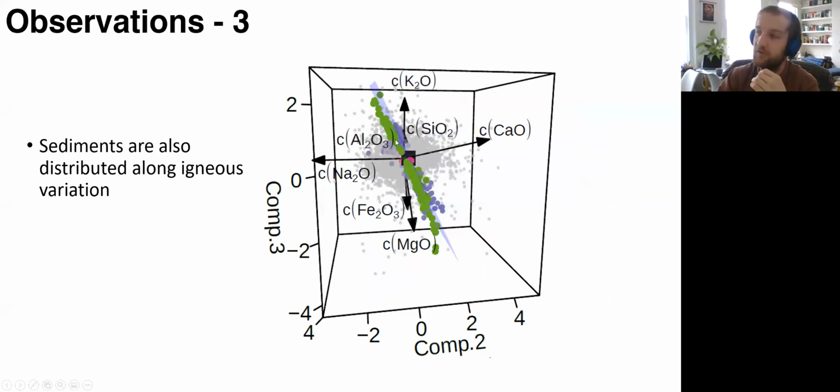A third observation is that sediments also appear to be distributed along the trend of igneous variation. So here we're just looking along that weathering trend, and we can see that this igneous rock trend goes from mafic, so enriched in iron and magnesium, to enriched in potassium, silicon, aluminium, going from mafic to felsic. And the sediments also show some distribution parallel to this line.